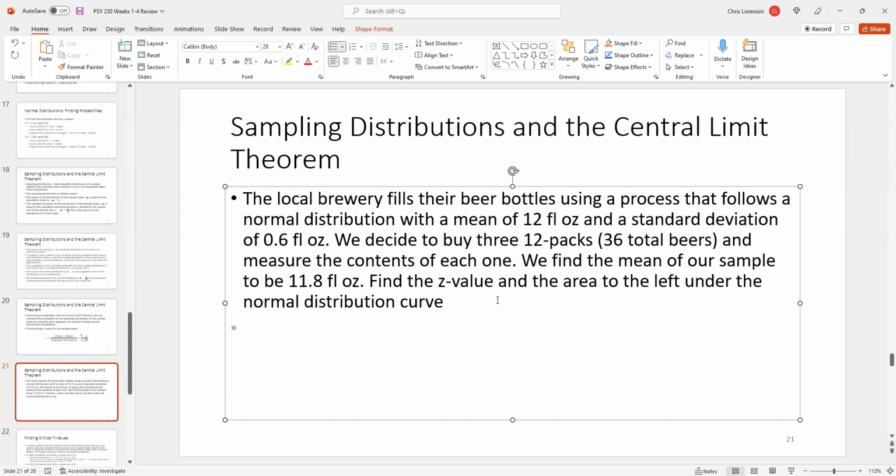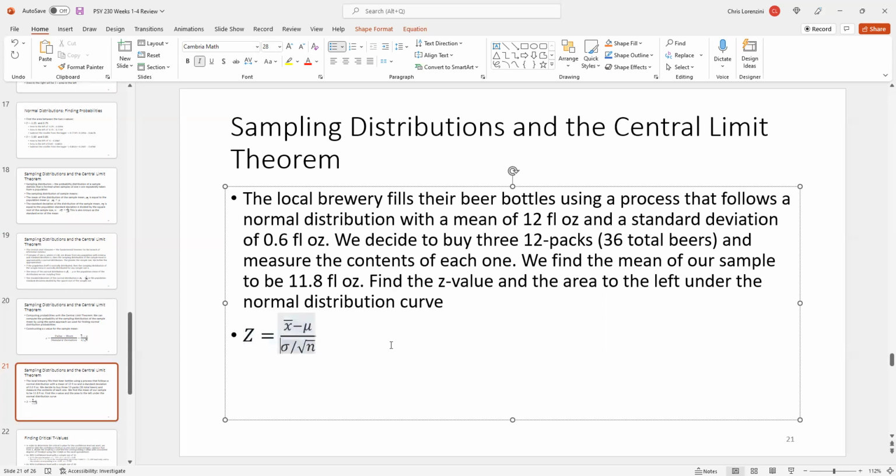Okay, so a couple of things I want to note when I'm reading this. I understand that I'm looking at beer bottles from the local brewery. That's my population, and that's going to follow a normal distribution, which tells me I'm probably going to use Z or T. The mean of that population is 12 and the standard deviation is 0.6. In this case, I know information about the population, so I'm going to end up using my Z statistic when it comes to this problem.